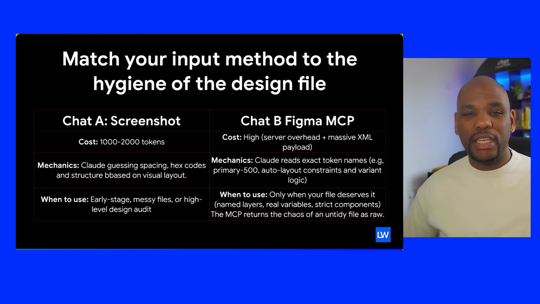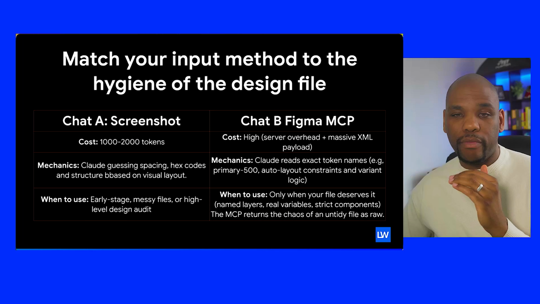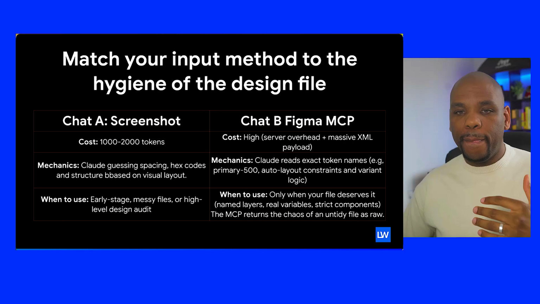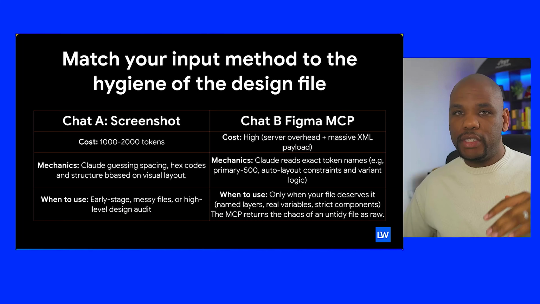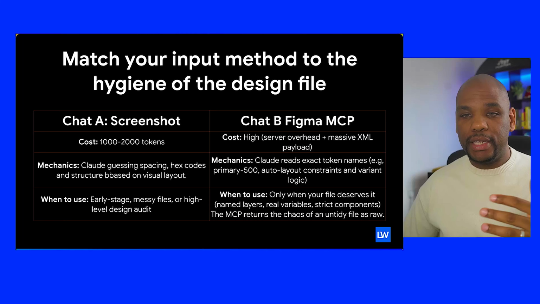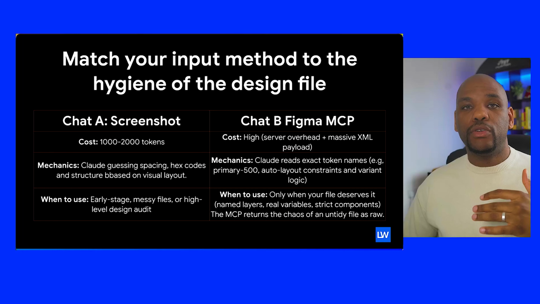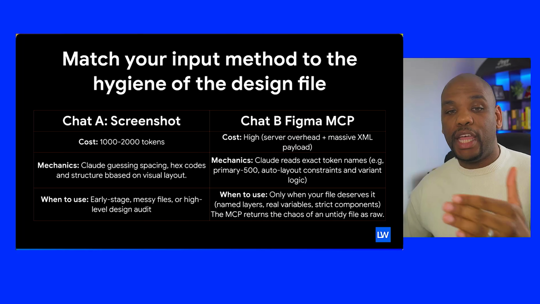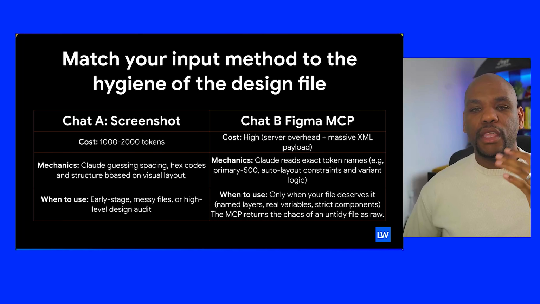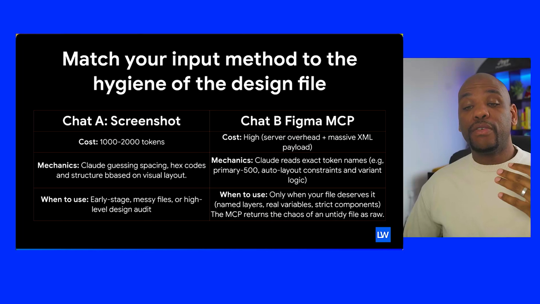Early stages, iterations, early in the project, screenshots are very good. But in another conversation, you might use an MCP. The cost is much higher because of the higher server overhead, a massive XML payload being sent. But then Claude Code reacts exactly to the tokens that have been named. So think about when to use this. Only when your file deserves it.